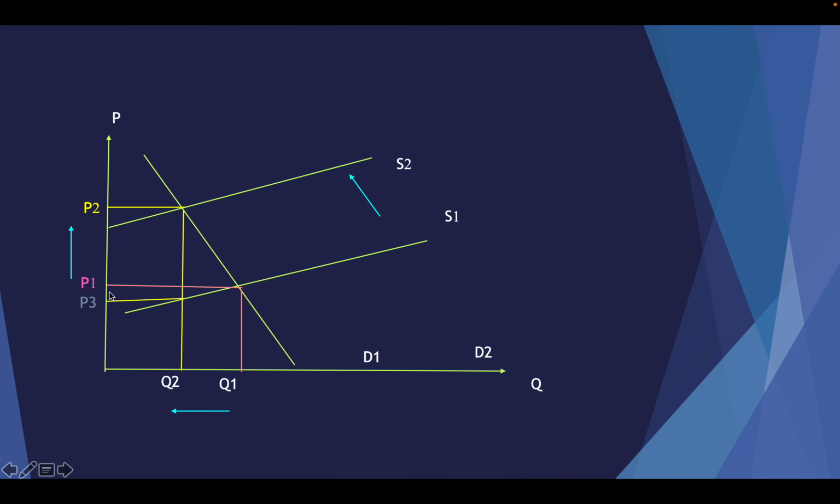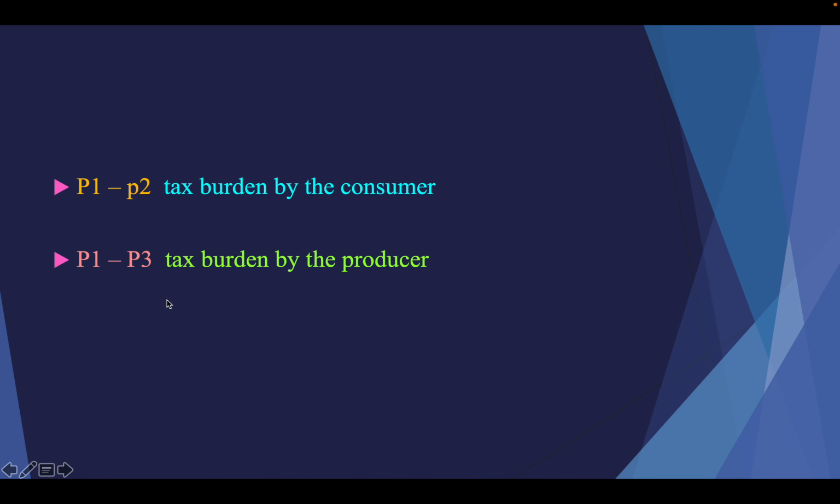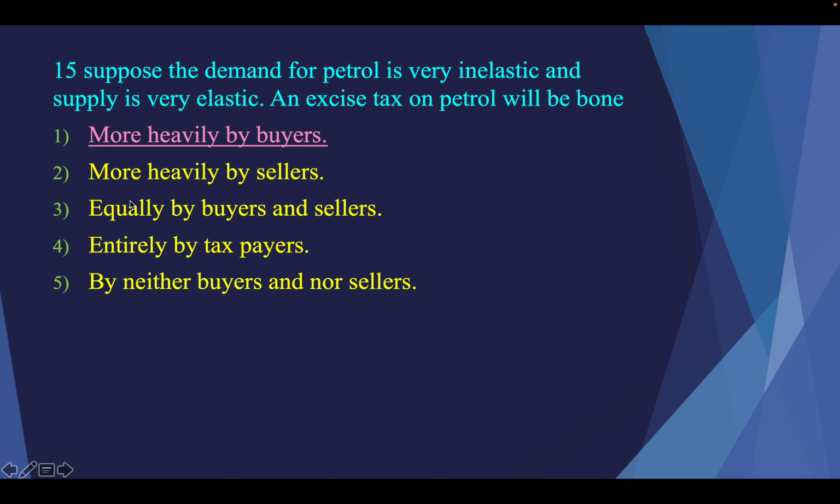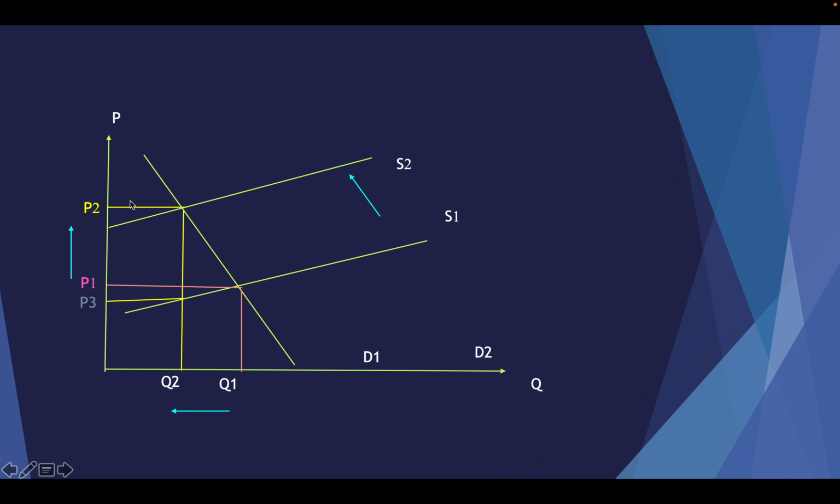So you know the consumer pays above the price and the producer receives below the price. So this is the consumer's tax burden P1 to P2 and the producer's tax burden P3 to P1. Here P1 P2 is the tax burden by the consumer, P1 P3 is the tax burden by the producer. So the more tax burden is on the consumer, P1 to P2. So it is borne more heavily by buyers.